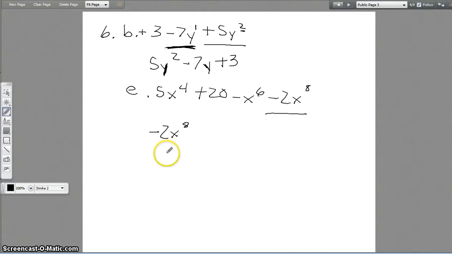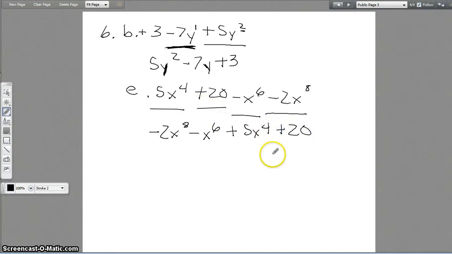Our highest exponent that we have now is 6. So negative x to the 6th comes next. Now our highest exponent is x to the 4th. So we're going to add 5x to the 4th. And then the only thing left is our 20, which is positive. So remember, you have to grab the sign in front of your term because that sign belongs to the term.